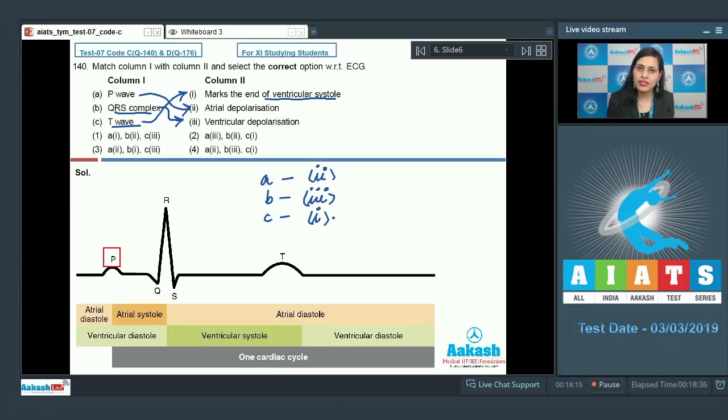These are the direct lines given in your NCERT book also, and the correct answer to this question is option number 4, A with 2, B with 3 and C with 1. So the correct answer to this question is option number 4. Let's discuss our next question.